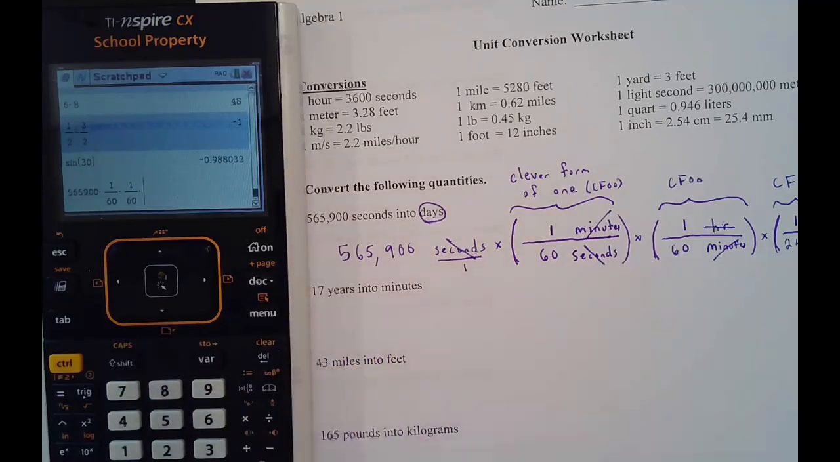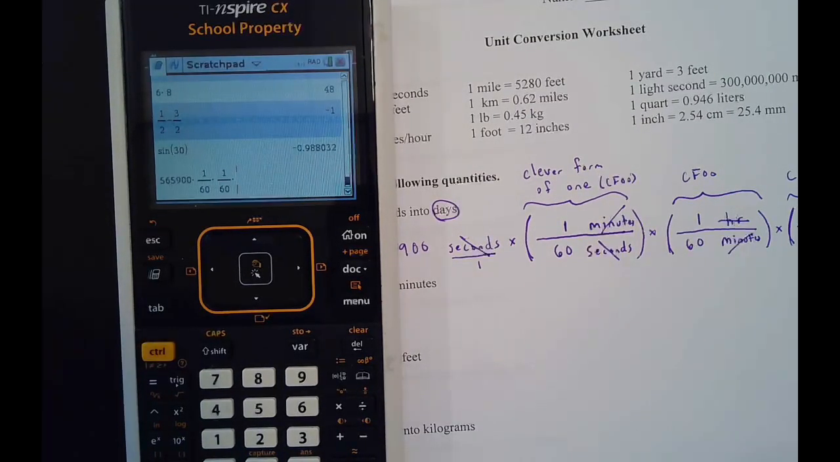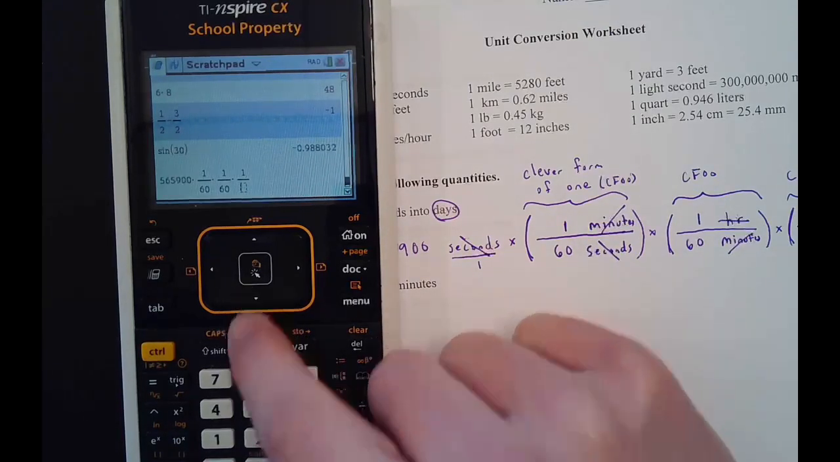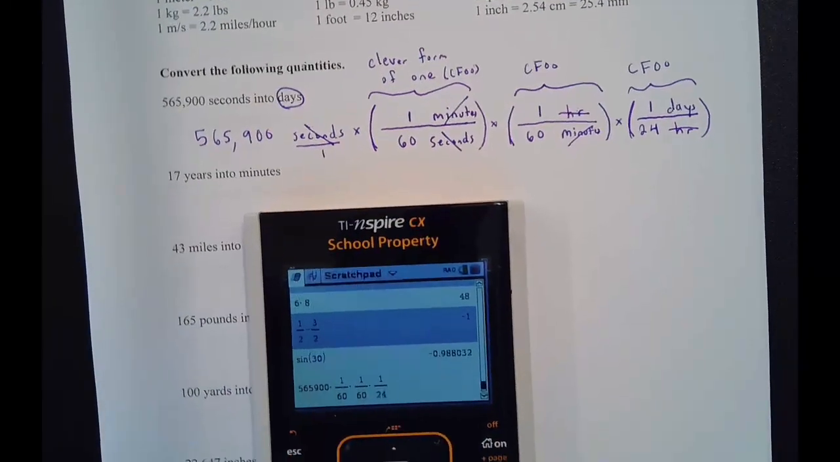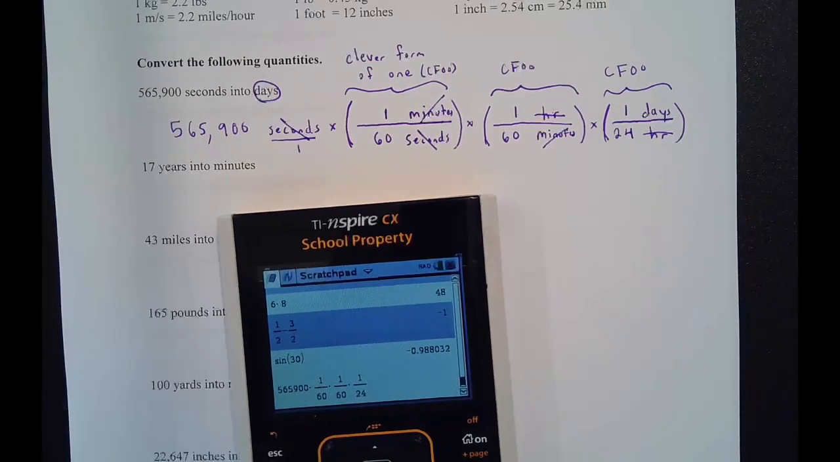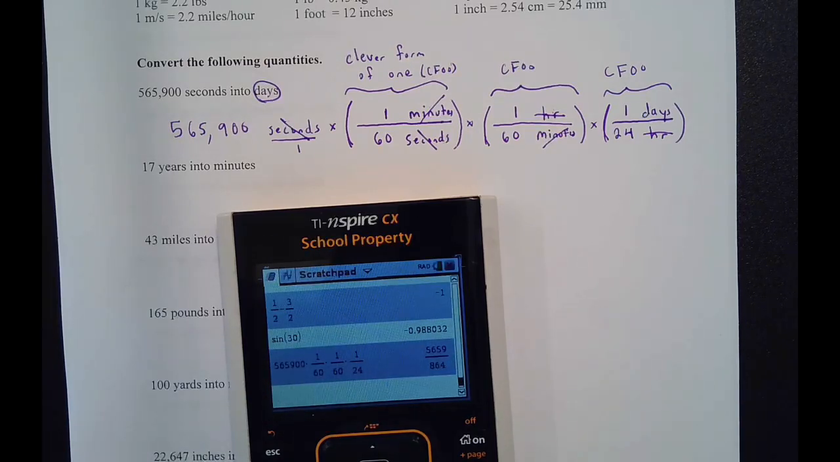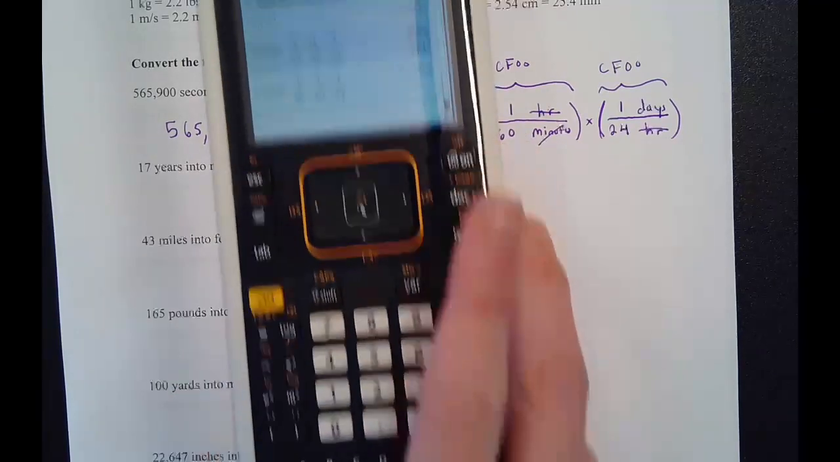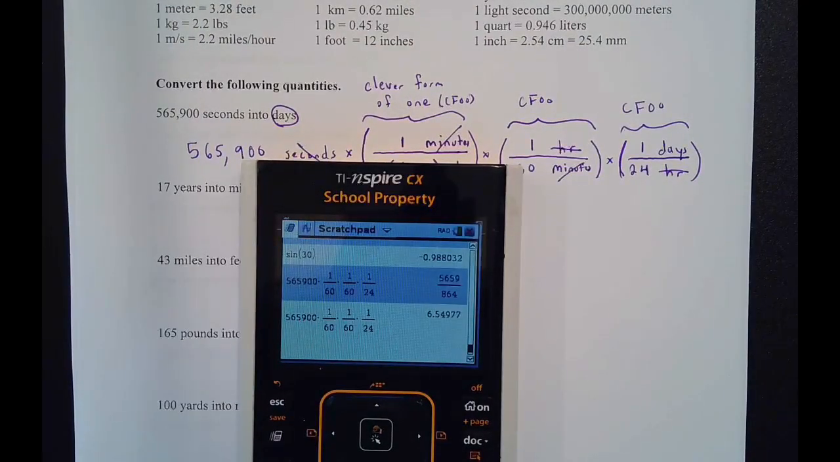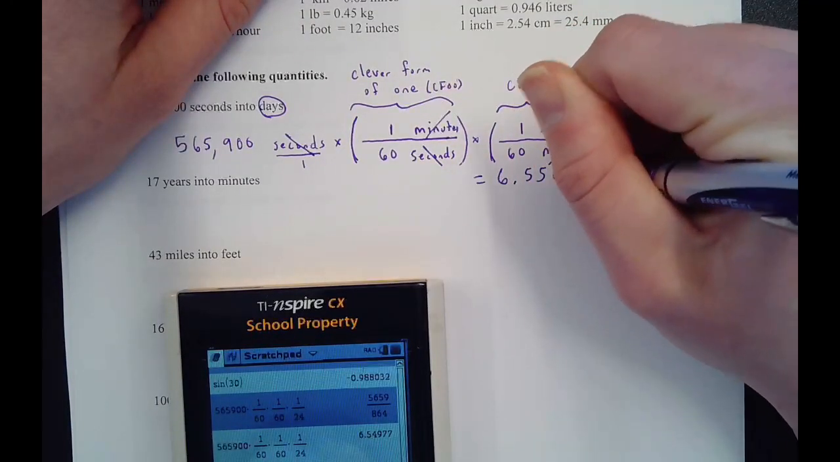Times, I realize I'm off the screen a little bit for that bit. To get the fraction, it's control and then the division symbol, which gives me a fraction over 24. I want to make sure that what I have typed in my calculator matches what I have on the page: 565,900 times 1 over 60 times 1 over 60 times 1 over 24. I think I'm ready to press enter. I should have done control enter, which gives me approximately equals to, and when I do that, I end up with approximately 6.550. I have 4 sig figs, 6.550. What is this in? Days.